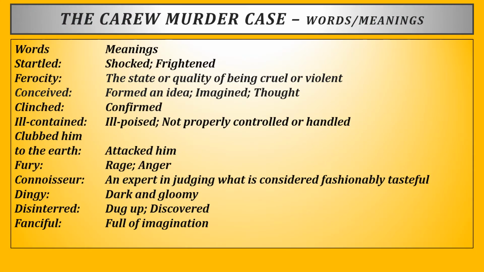Word meanings. The first word is startled. It means shocked, frightened. The second word is ferocity. Ferocity means the state or quality of being cruel or violent. Conceived. Formed an idea, imagined or thought. Clinched. Confirmed. Ill-contained. It means ill-poised, not properly controlled or handled.